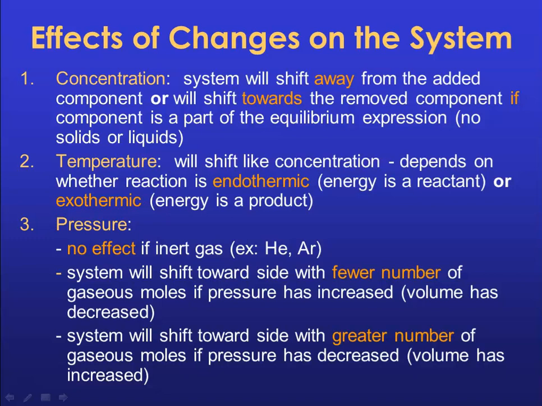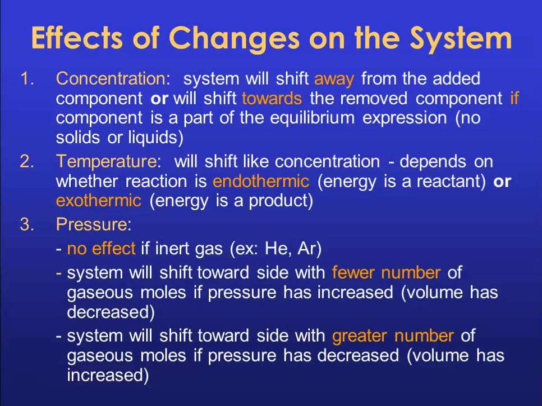So some effects of changes that can impact your chemical system. Changing concentration. It could be adding one of the components that provides a source of your reactants or your products, or it could be something that removes one of your reactants or products, or the amounts of those. If you're adding towards one of them, you'll shift away from that added component. If you're adding something that removes one of the components, you shift towards that. If the component that's being added is not a part of your equilibrium expression, then there won't be any change.